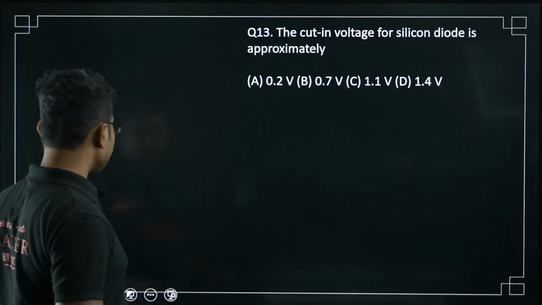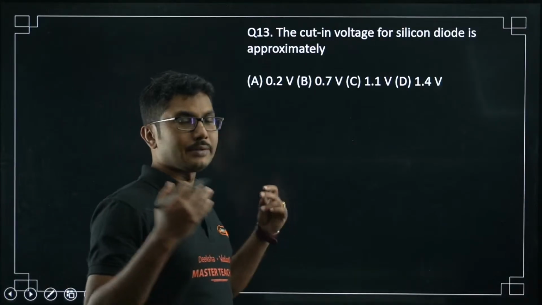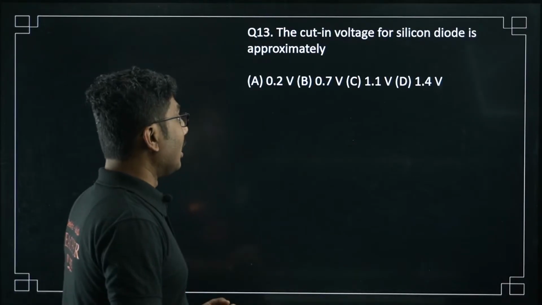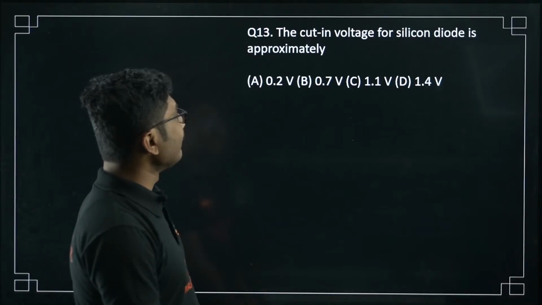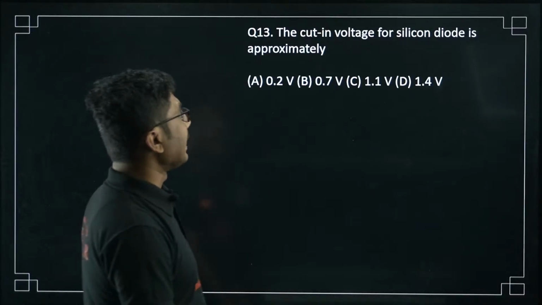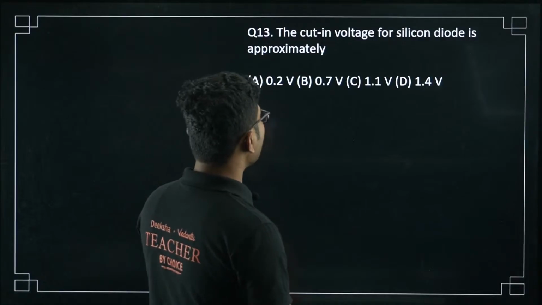Okay, electrons and holes generally do not move when the diode is reverse biased. The cut-in voltage for silicon diode. Cut-in voltage for silicon diode is 0.7 volts.